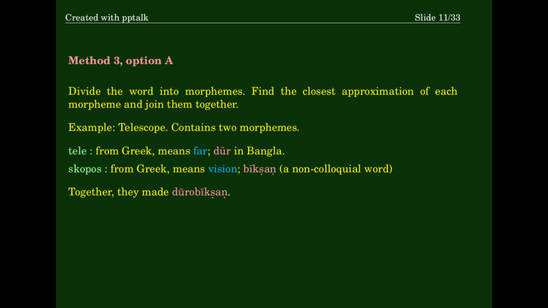An example, telescope. It contains two morphemes. Number one, tele, from Greek, means far. Far is translated in Bengali as dur. And in telescope, the other morpheme is skopos, again from Greek. It means vision. So, in Bengali, we say bikshan or bikhan. In Bengali pronunciation, it is bikhan. It is a non-colloquial word for vision, but together they made durbikhan. That is the word for telescope.